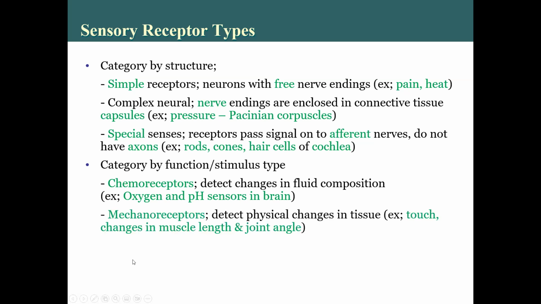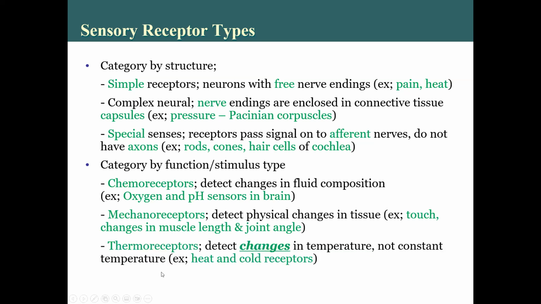Now, mechanoreceptors detect physical changes in the tissue. So that means the tissue has to change shape or pressure has to be formed on the tissue. So for example, touch, muscle length changes, joint angle changes are mechanoreceptors because that's a change in the physical shape, angle of the structure.